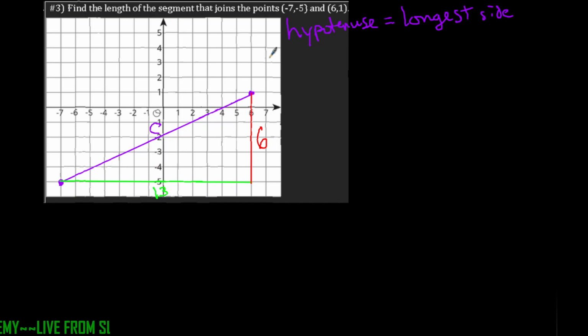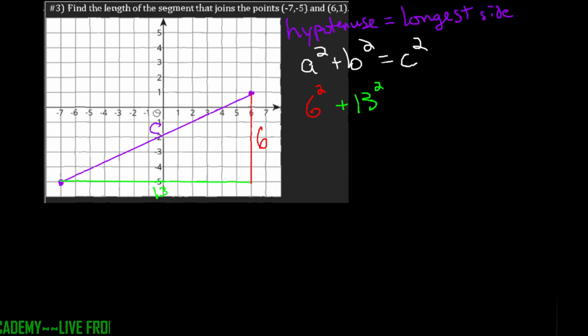I'm going to use that Pythagorean theorem, so I'm going to say a squared plus b squared equals c squared. I'm solving for my side length c, so I have 6 squared plus 13 squared is equal to c squared. So make sure you can multiply carefully. 6 times 6 is going to be 36. I have 13 times 13 is 169. This is equal to c squared.